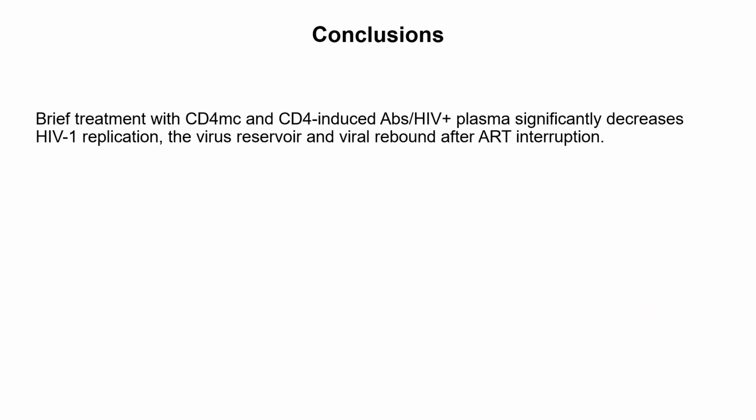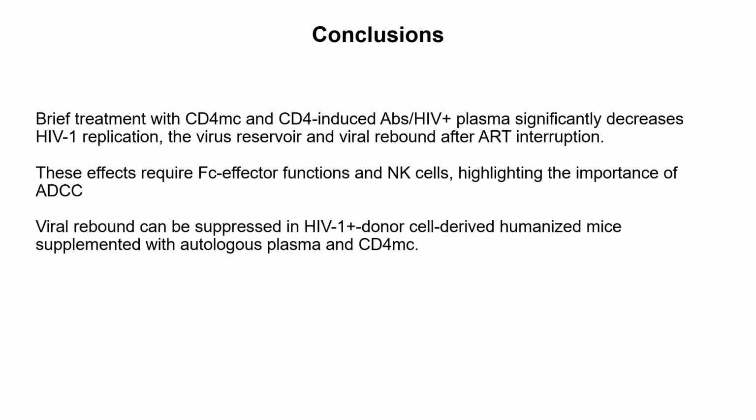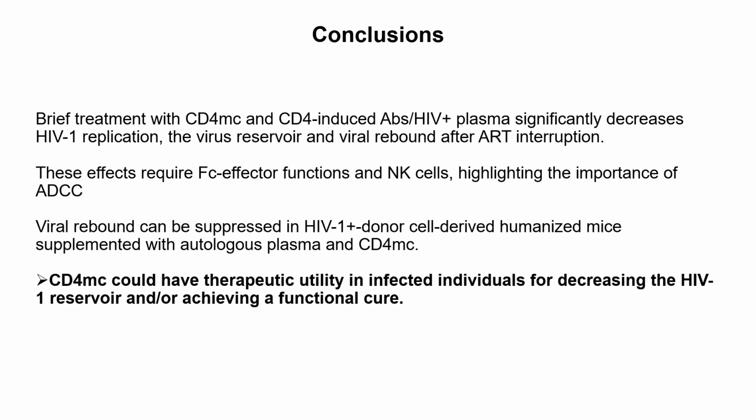In conclusion, we demonstrated that brief treatment with CD4 mimetic and CD4-induced antibody or HIV-1 positive plasma significantly decreased HIV-1 replication, the virus reservoir, and viral rebound after HAART interruption. These effects require Fc effector functions and NK cell, highlighting the importance of ADCC. Viral rebound can be suppressed in HIV-1 positive donor cell-derived humanized mice supplemented with autologous plasma and CD4 mimetic, suggesting that CD4 mimetic could have therapeutic utility in infected individuals for decreasing the HIV-1 reservoir or achieving a functional cure.